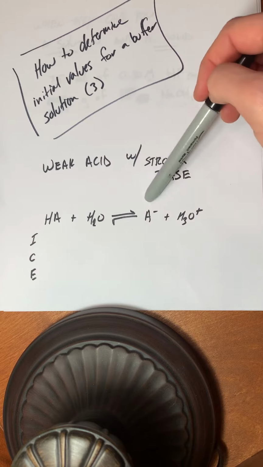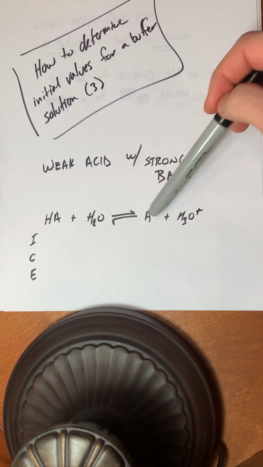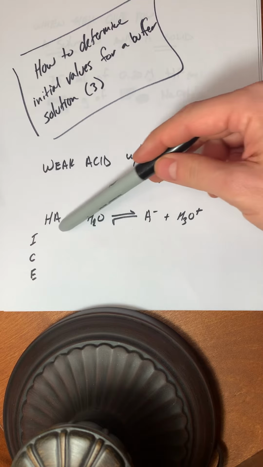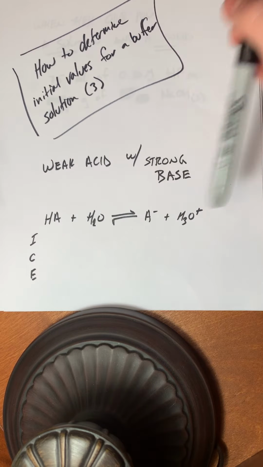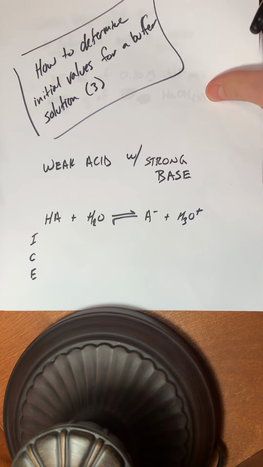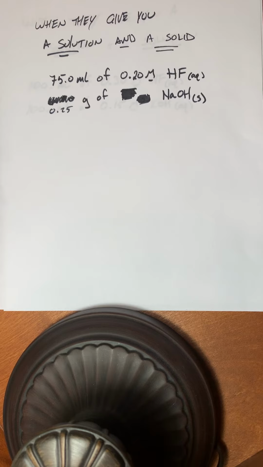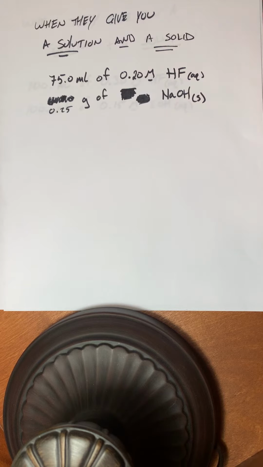Those values are then what you're going to plug into your initial values. You need both the HA and the A-. Don't try plugging anything into these initial values until you've figured out what both the HA and the A- concentrations would be. So the first way, just like the other ways we've been doing, they could give you a solution and then give you a solid, right? So they'll give you a solution of the weak acid, and then they might give you a solid strong base.